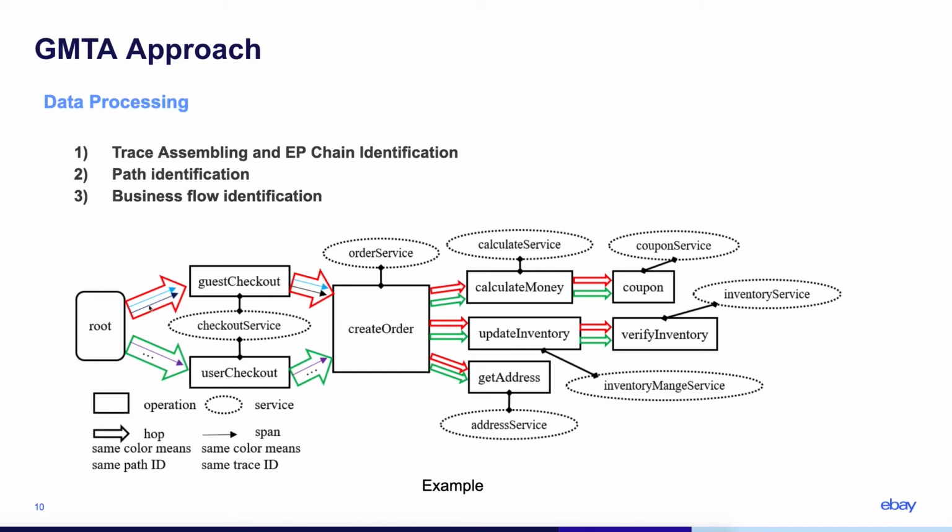in this example, the blue arrow spans are exactly the same, so they are aggregated into hops, and at the same time, the whole trace is aggregated into the path. So you can see the red arrows represent one same path of traces. Another example of a path is the green arrow. The green arrow shows another path which passes through the user checkout flow. The green and red paths can be aggregated by specifying the checkout service, and then they are aggregated into a business flow called checkout. So this can be the checkout flow.